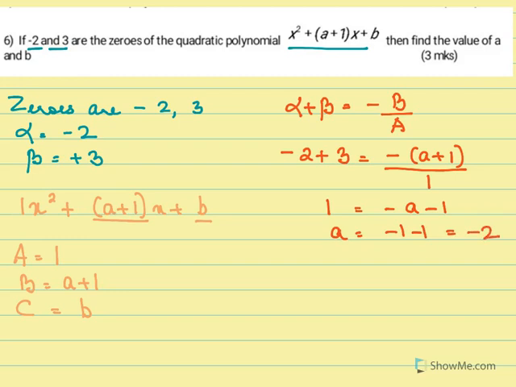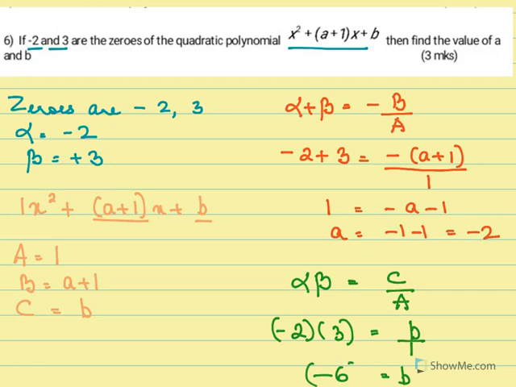Now let's go ahead and find b. For that we need the product of roots. Alpha into beta is c by a. Alpha into beta is minus 2 into 3. C is b, and this is 1. So b equal to minus 6. So our answer: a is minus 2 and b is minus 6.